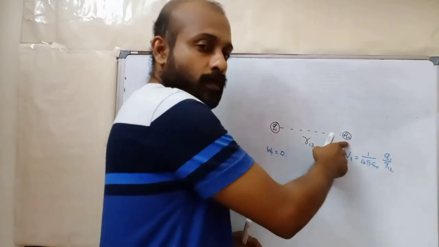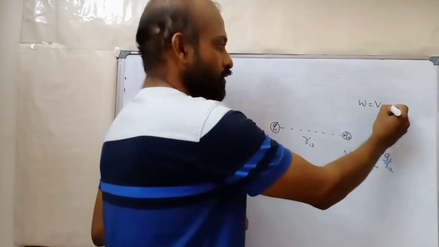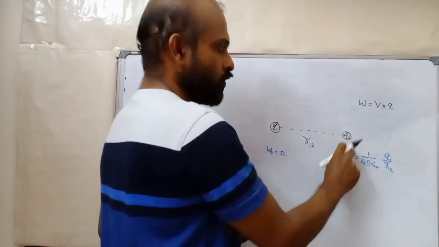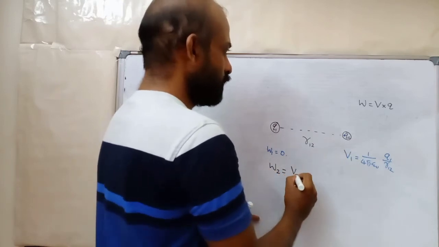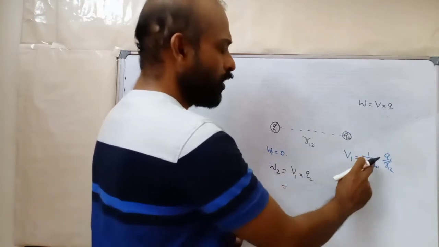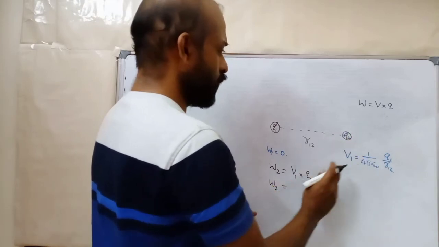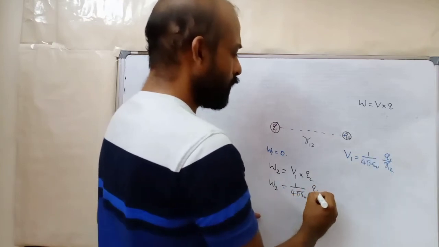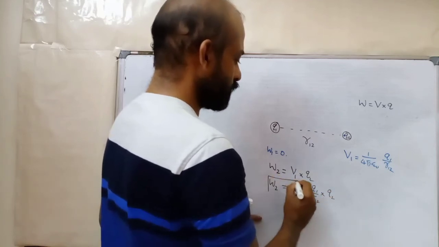So I need to do some work, because we have learned that work done is equal to potential into charge, which is the charge I have brought here, Q2. What is the potential at the point? It is V1. So what is the work done? I can say W2 is equal to potential V1 into the charge Q2. Work done is equal to 1 by 4 pi epsilon 0 Q1 by R12 into Q2. This is the work done.